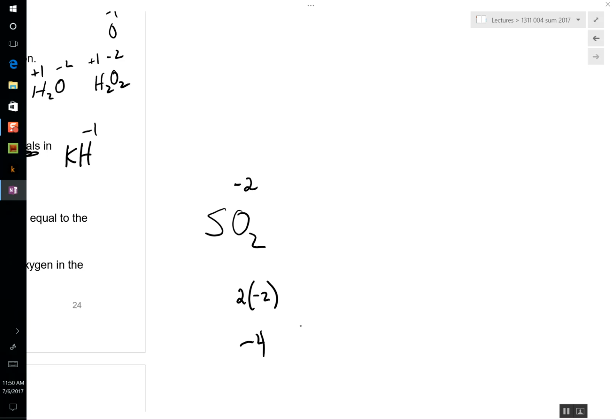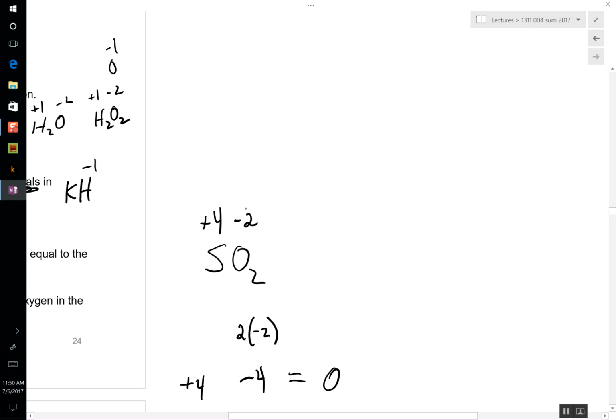So what does the sulfur have to be for that to be neutral? +4. So that's how we would figure out sulfur's oxidation number. We would go from the stuff we know to the unknown in the situation. So in SO2, the sulfur has a +4 oxidation number. And we're talking about the individual atom. The individual oxygen has a -2, the individual sulfur. So what is it in SO3?